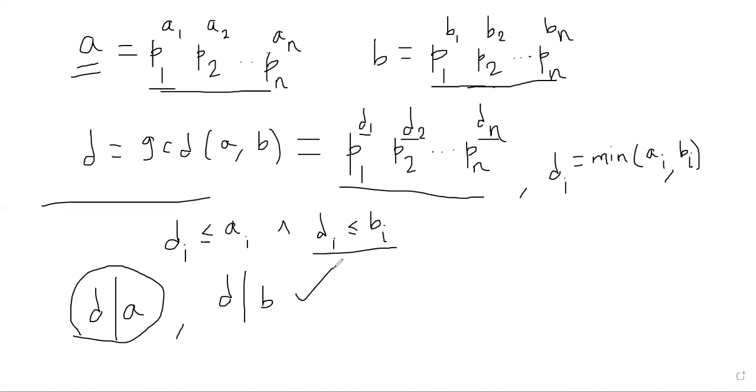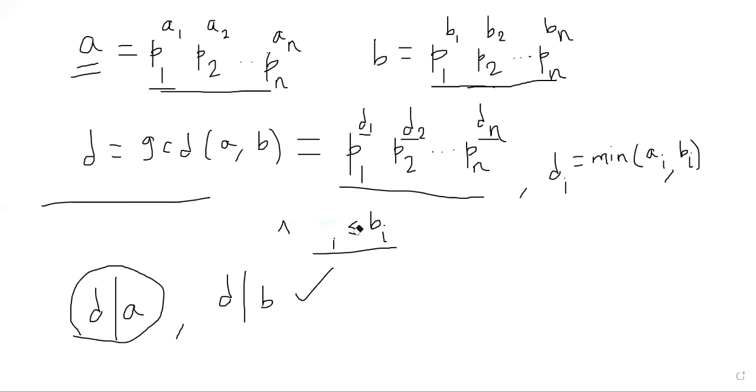To sum up, all we proved so far is that if we know D is P1 power D1, P2 power D2, Pn power Dn, where Di is the minimum of Ai and Bi, then D will divide A, D will divide B. So we established that part. All we need to do is to show that D is the greatest common divisor of A and B. That means any other divisor of A and B is smaller than or equal to D. That's what we need to prove. Okay, let's do that part now.